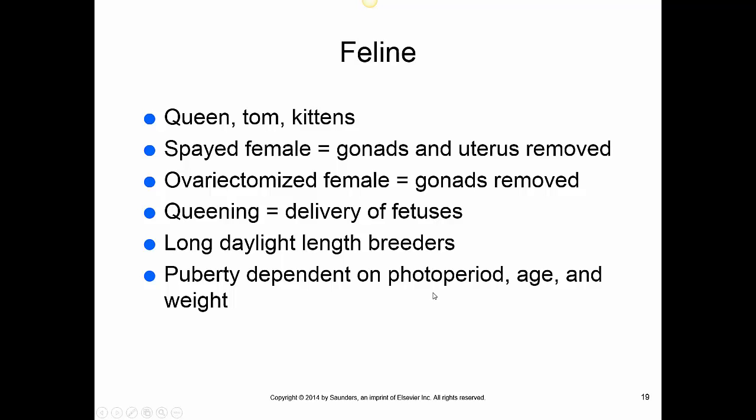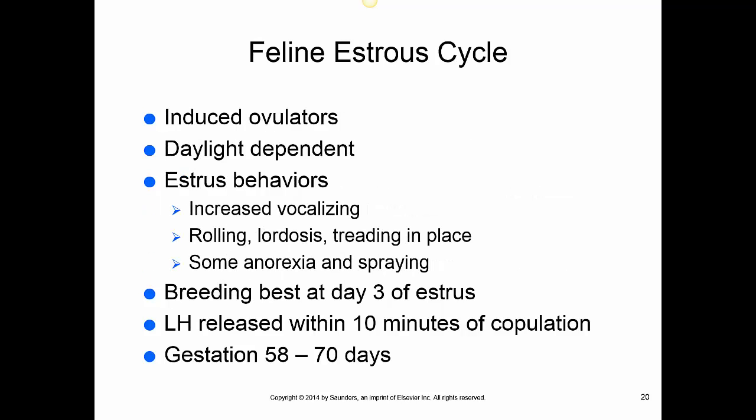Puberty is going to depend on photoperiod, age, and body weight. And usually, if you remember in AMP2, and I talked about it in equine also, puberty is going to be when an animal achieves 75% of its mature body weight. So cats are induced ovulators. So they're going to be long day breeders, and they're seasonally polyestrous. When the daylight's short, they will not be in heat.